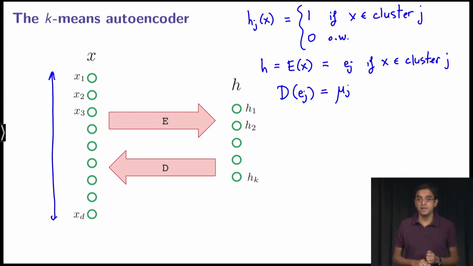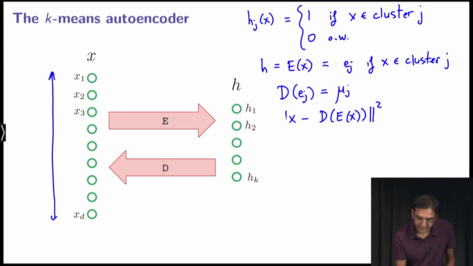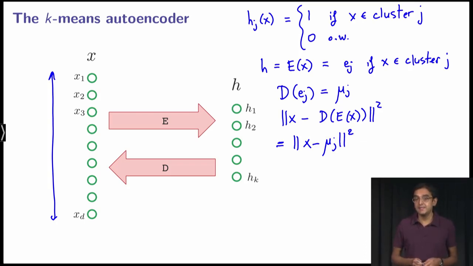Okay. And what is the error induced by this autoencoder? Well, if we take a vector x and we look at the error induced by first encoding it and then decoding it, if we look at that squared distance, it's exactly the distance from x to its nearest center, mu sub j, squared. Okay? And so what we see is that the k-means solution is actually an optimal autoencoder of this particular type.